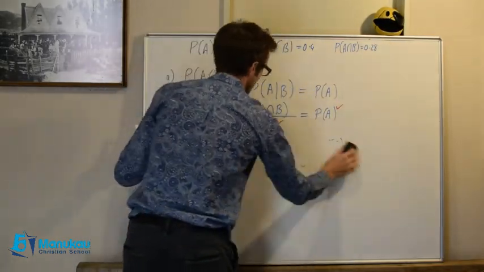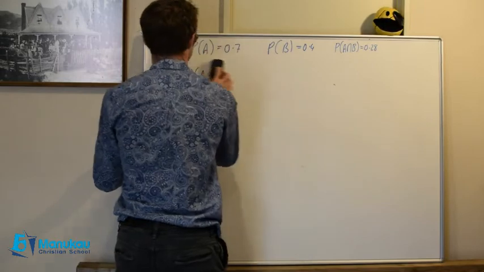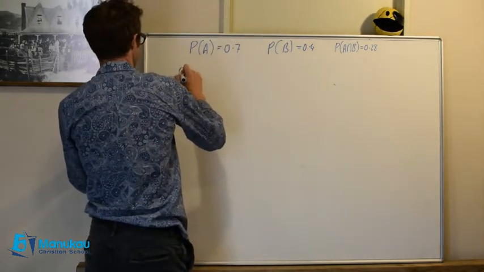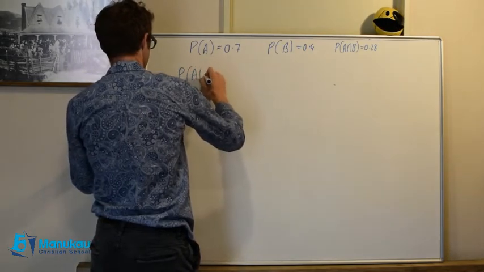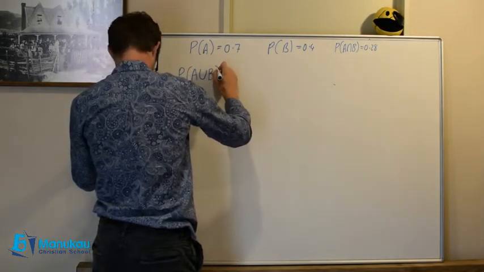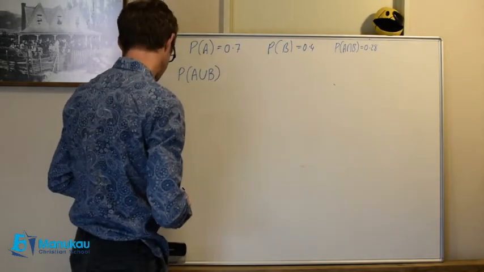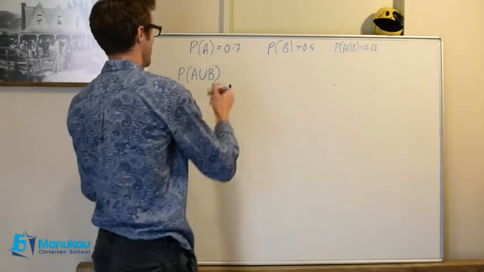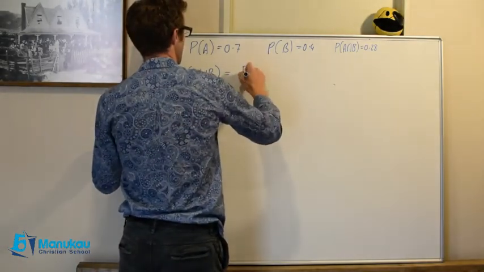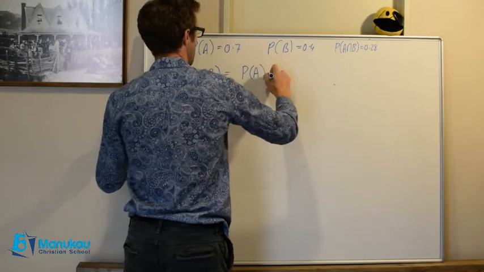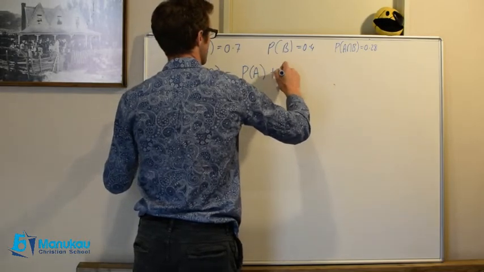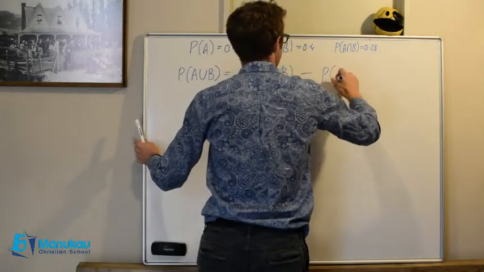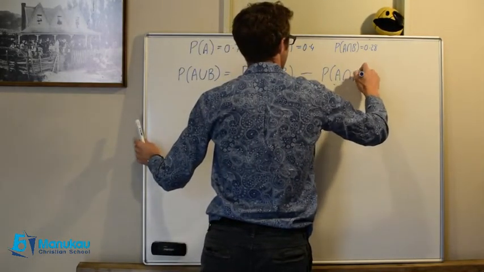Okay, now let's move on to the second question. The second question requires us to find the probability of A union B. Okay, now this is our second law. We know that this is equal to the probability of A plus the probability of B, subtract the probability of A intersection B.